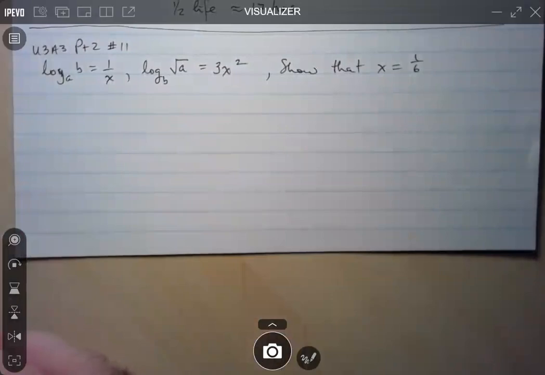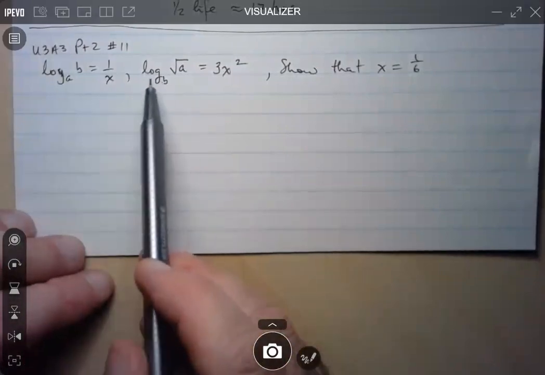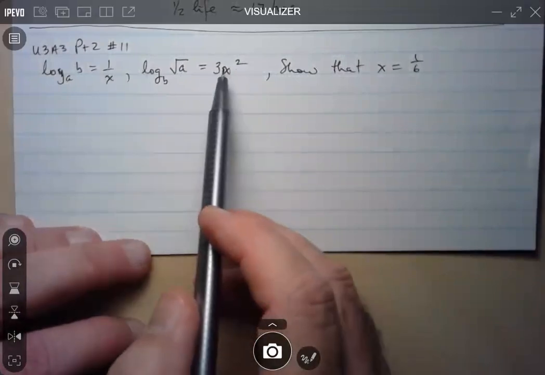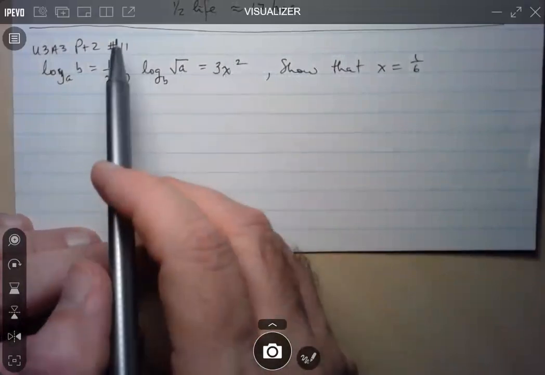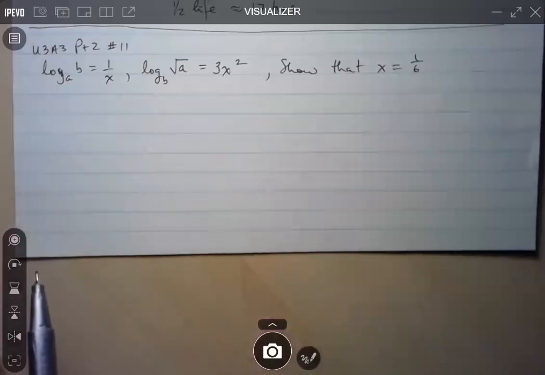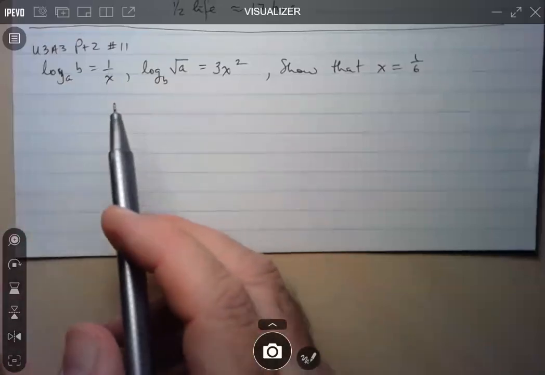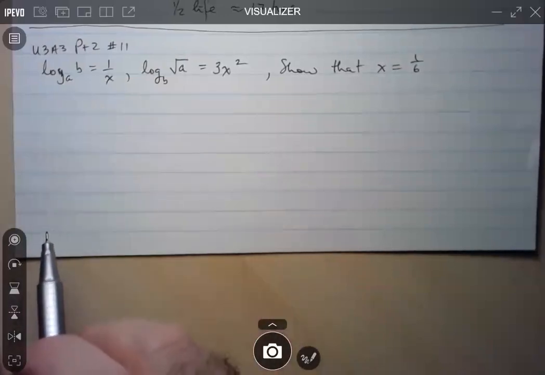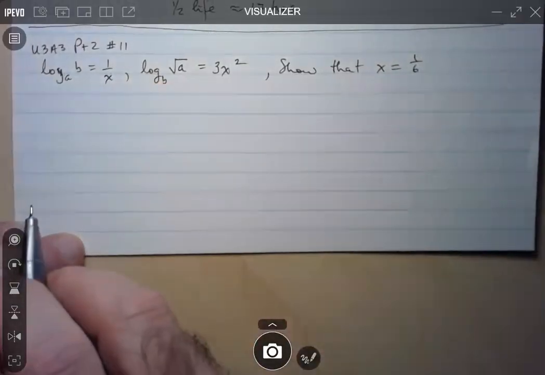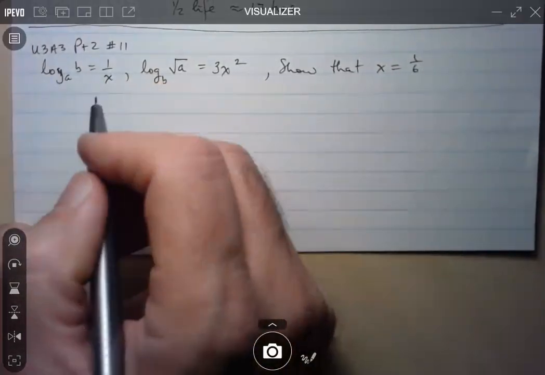Okay, so yet again, I notice that the two bases are different. I also notice that I've got the same variable occurring in each. And since I've got 3x squared here, and 1 over x, I would really love to have the x in the numerator. So my first thing would probably be to rewrite this by taking the reciprocal of both sides of this equation. Because we know this equation is true, I can do that.